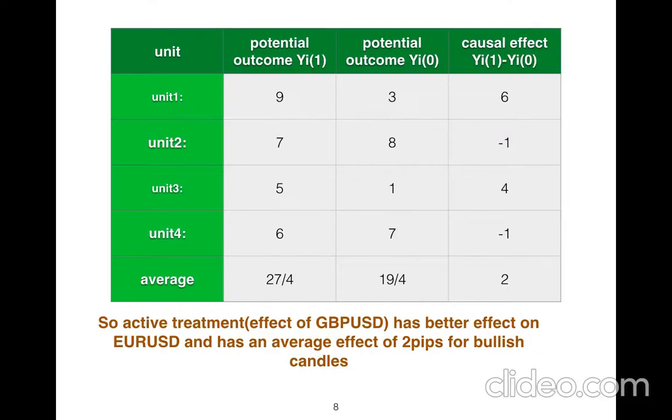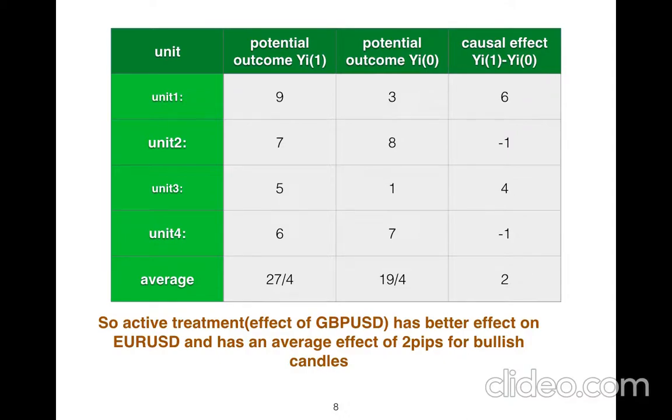Another example in Forex, we have different units. In biomedical engineering or health or, for example, social science, the units are people. But in Forex market, we have different financial market situations, and these are our units. So different outcomes.